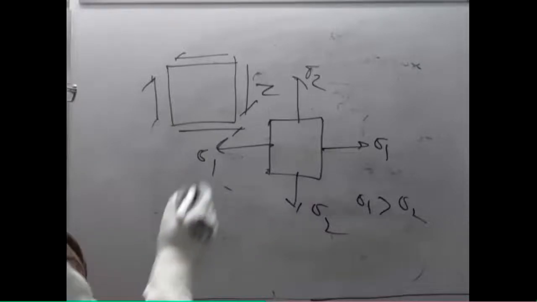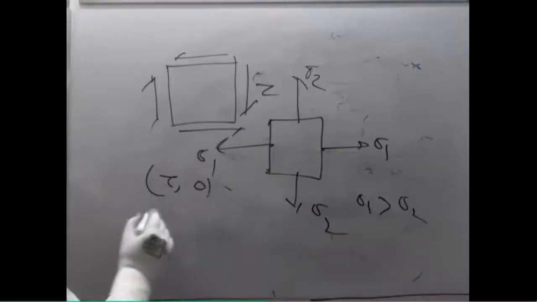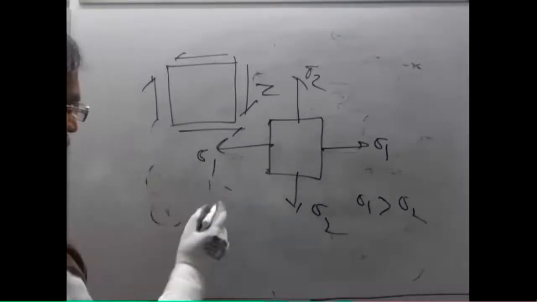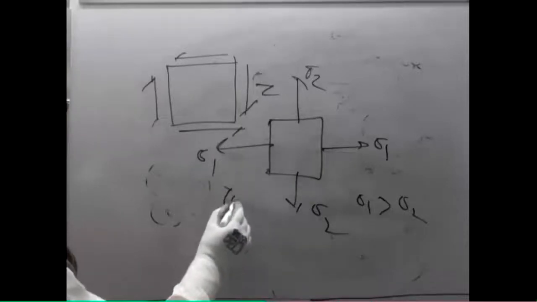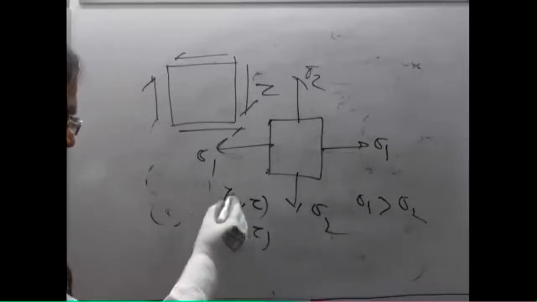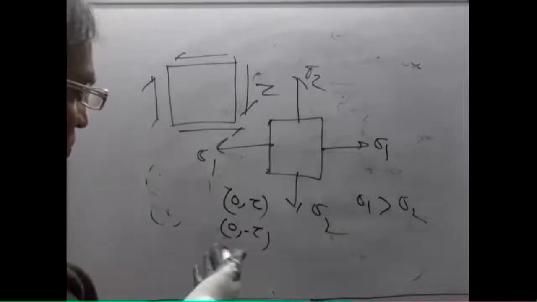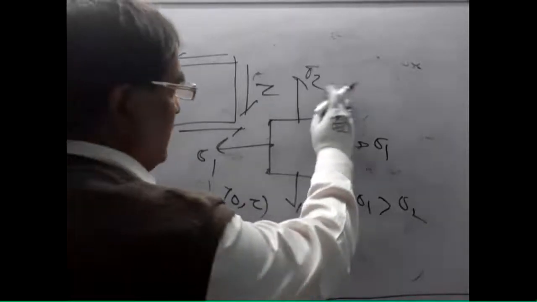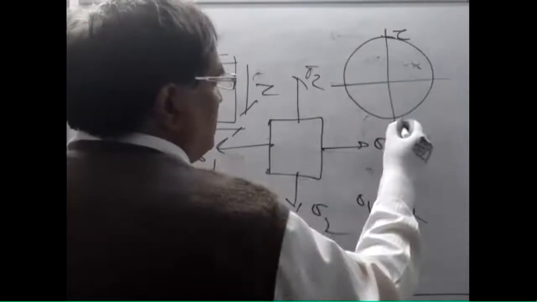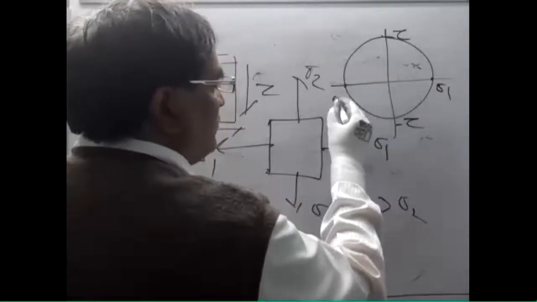So simply, it has two signs. One clockwise tau, and another, sorry. The first one is what is it called? Normal stress. There is no normal stress, it is 0. So this will be 0, tau and another will be 0, minus tau, because the first value is for sigma. Sigma is not here. So if you draw the Mohr circle diagram, simply it will come here, at tau and minus tau. And this will give you sigma 1 and sigma 2.